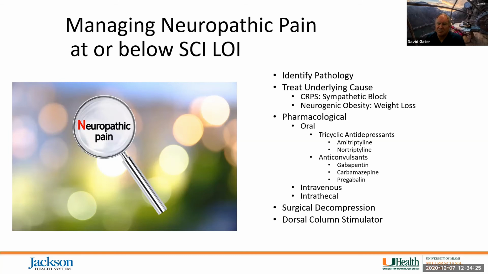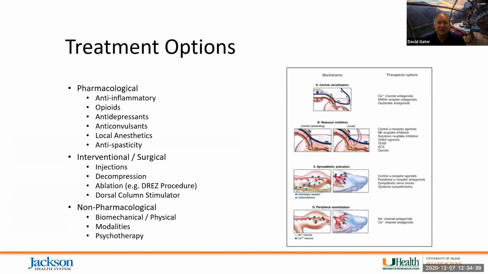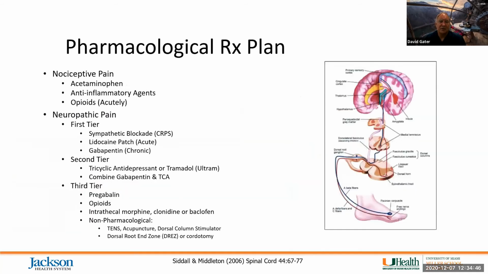And if things persist despite what we feel are optimal treatments, then look on to surgical consultation for potential surgical decompression or dorsal column stimulators. So these treatment options have been discussed for some time. I'm actually going to talk through in a little bit more detail with regard to the tier 1s, the tier 2s, and the tier 3s.